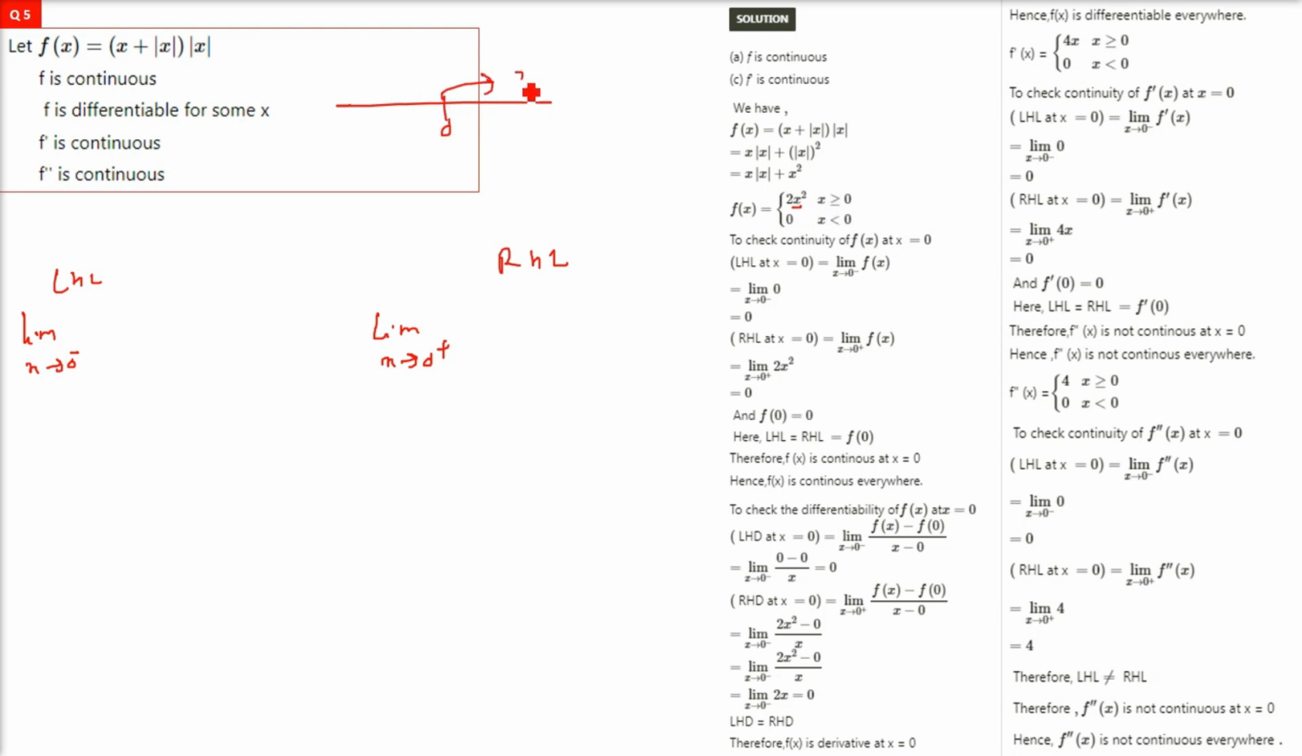So here we have this 2x square when you go on right. You will have 0 when you go on left. So x is 0 minus, that is saying that we are going on the left of 0. And then you have to write, when you are going x less than 0, I told you it is 0. When you go on the right, it is going to be 2x square.